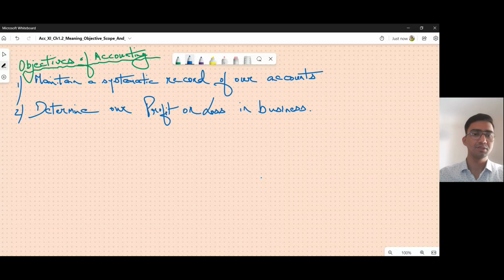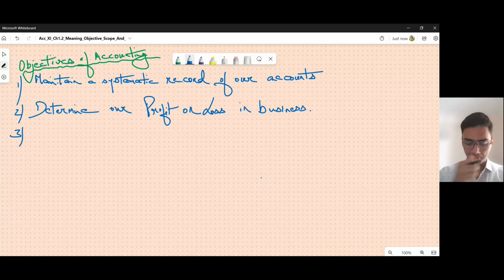The second point is to determine our profit or loss in business. We need to do accounting to find out whether we are in profit or loss in the business in the year that we are talking about. If we do not know how much profit or loss our business is earning, then how will we continue in business? We need to constantly keep inquiring about what profit we are making or what loss we are incurring. So this is the next objective.